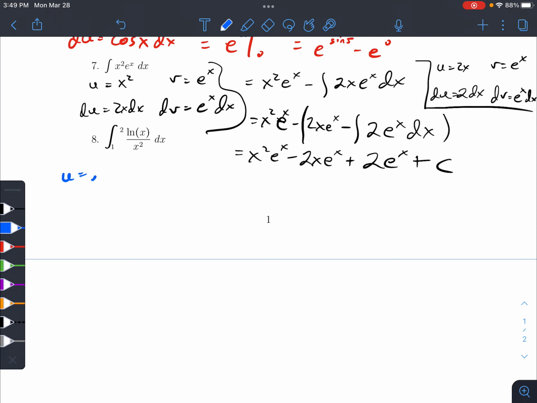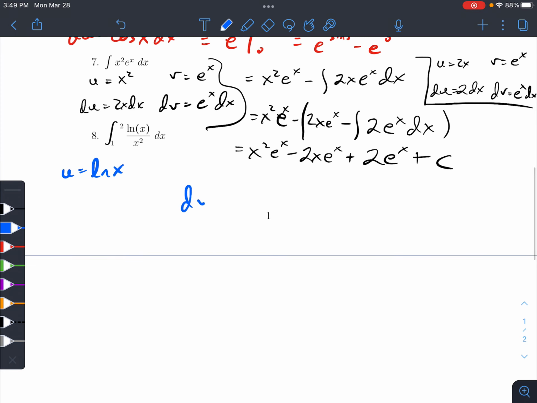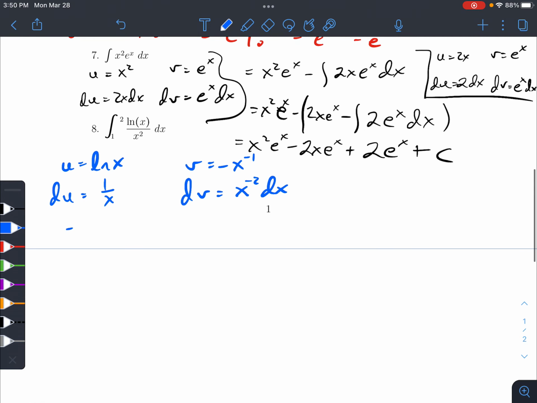So I'll do u is equal to ln of x, and my dv is equal to 1 over x squared, or I'll write that immediately as x to the negative 2 dx so that I can integrate it better. And again, ln of x would have been a bad choice for my dv, because if I made that my dv, then I wouldn't know how to integrate it without having to do a different integration by parts problem. So this is pretty much the only option that we have. So my du is the derivative of ln of x, which is 1 over x. My v is going to be x to the negative 1 divided by negative 1, so just negative x to the negative 1.